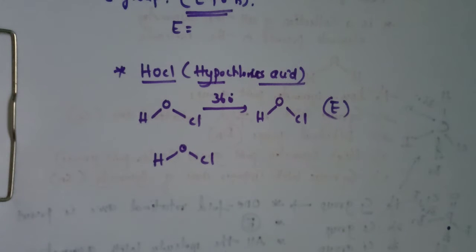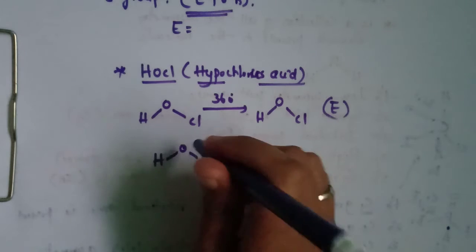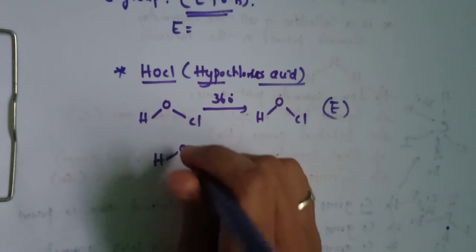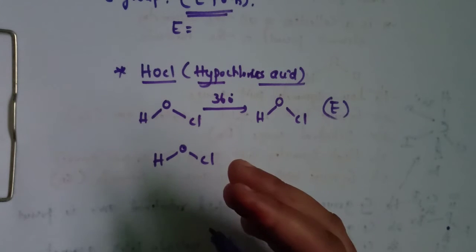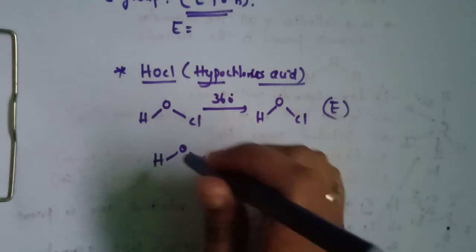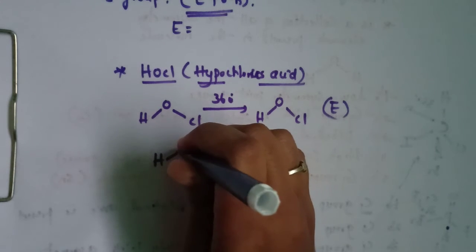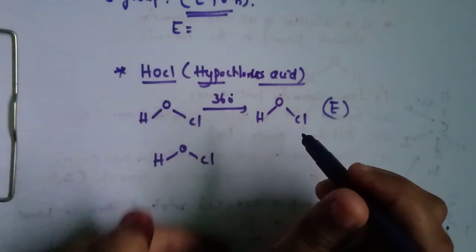See here, what does a horizontal plane of symmetry mean? It is an imaginary plane that is perpendicular to the principal axis. So it is HOCl, that is hypochlorous acid. Here is the principal axis for this. And this is the HOCl. And here what does horizontal plane mean? Perpendicular to the principal axis. Here is the principal axis and this one is perpendicular to the principal axis.